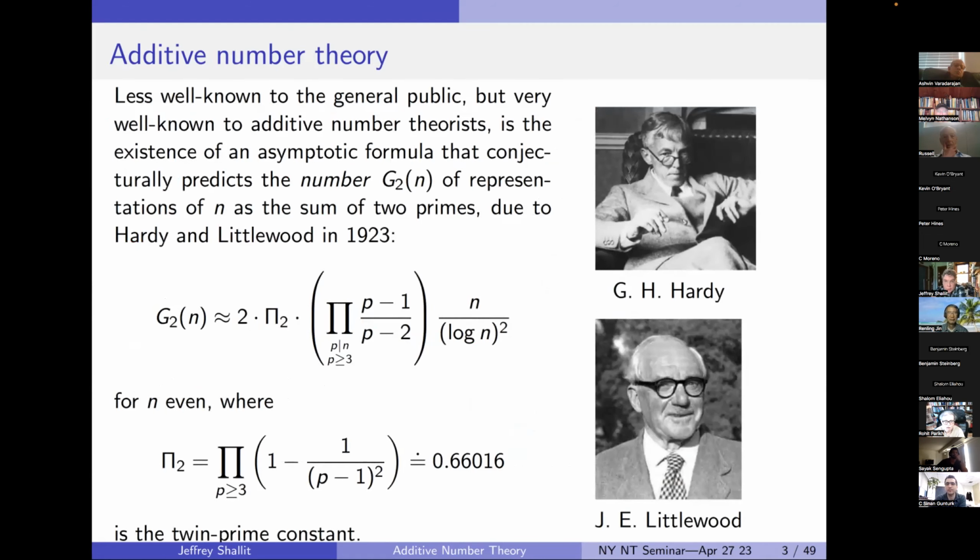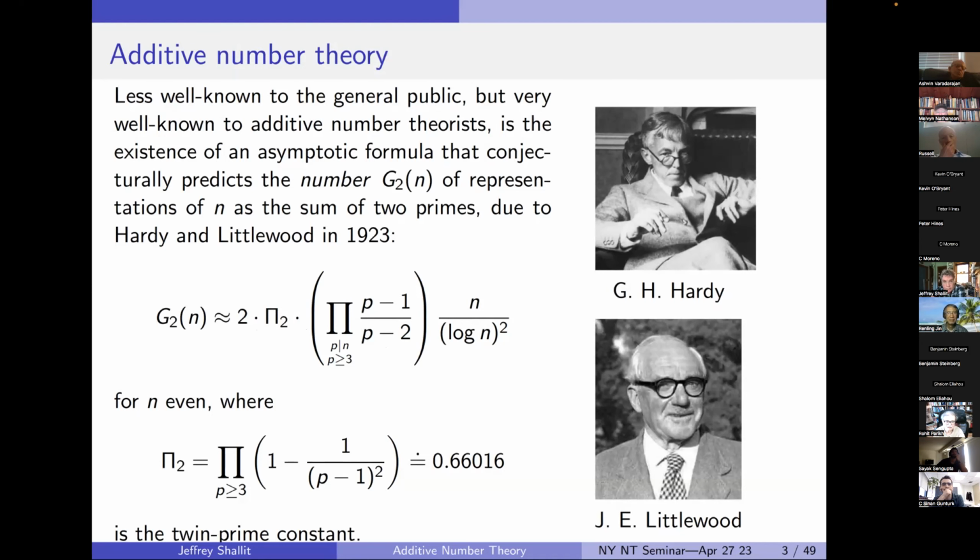Besides whether or not things are representable, the other interesting thing that has attracted a lot of attention is how many representations there are. Hardy and Littlewood, as probably everybody knows, came up with this asymptotic formula for the number of representations of n as the sum of 2 primes. It basically says that this number of representations is pretty large. It's about n divided by log n squared times some constant, the twin prime constant, and something that depends exactly on the prime factorization of n.